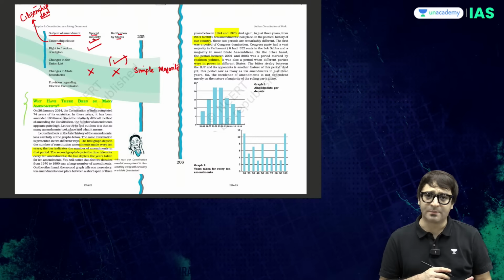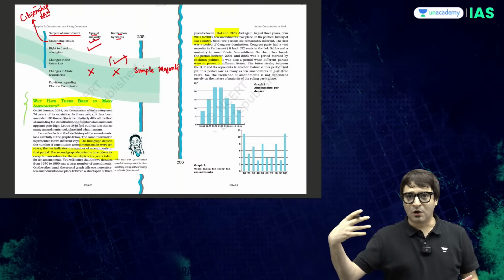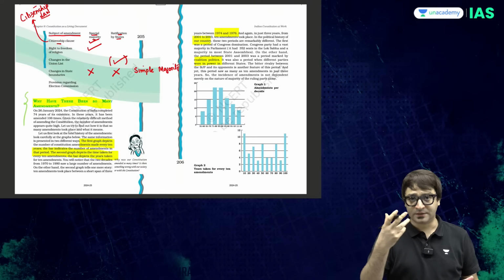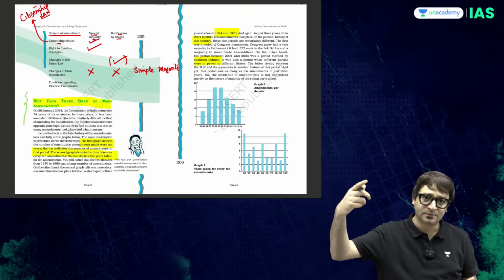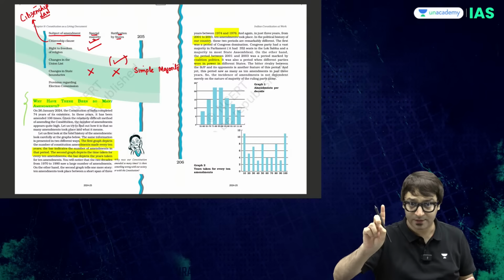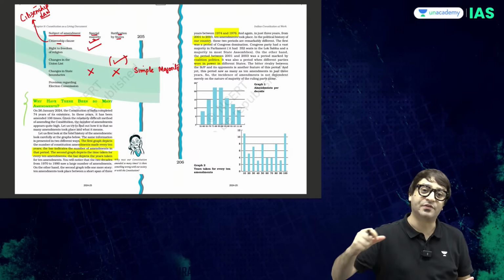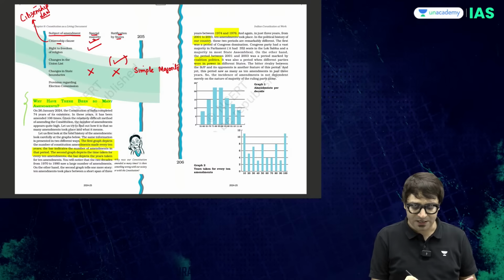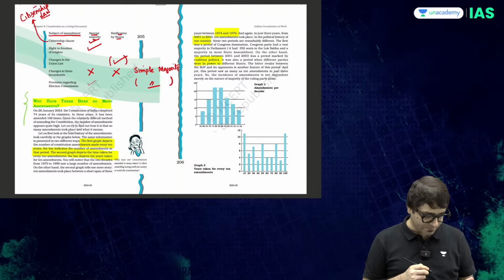It requires simple majority. Provisions regarding election commission, for example, if the election commission is to be altered, that requires a bill, and that bill should be passed by simple majority. But if you want to change Article 324 itself, which speaks about election commission, that requires special majority.